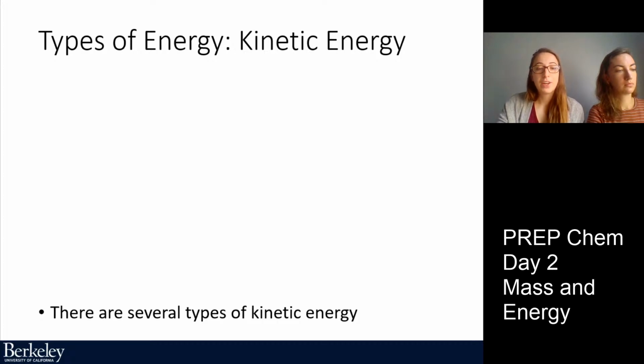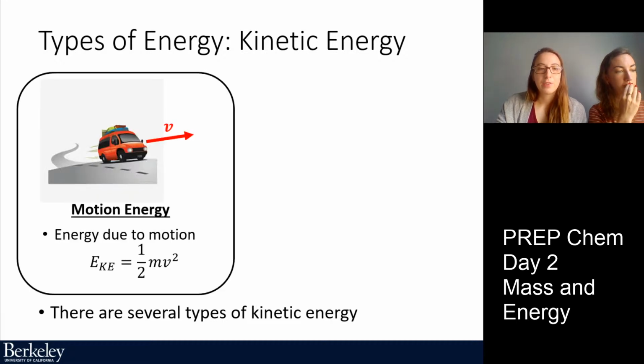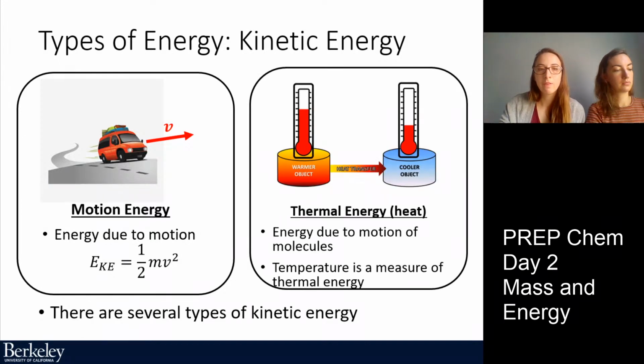Again, this is a broad category, and there are several different subsets of energy in this category. The first and most obvious, we can think of macroscopically moving objects. For example, if you're driving your car down the highway, your car has a certain velocity. And then we can use the equation for kinetic energy to calculate the energy of the car. So this would be 1/2 times the mass times the velocity squared.